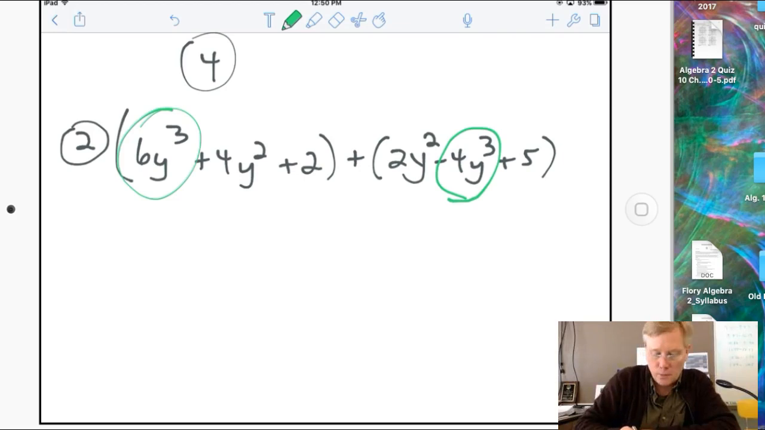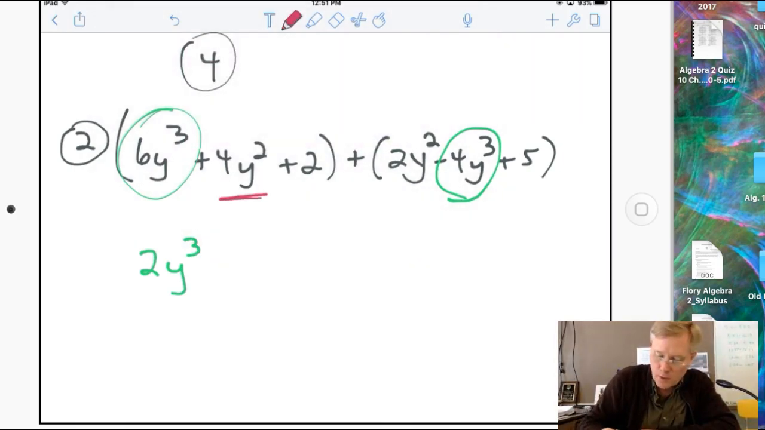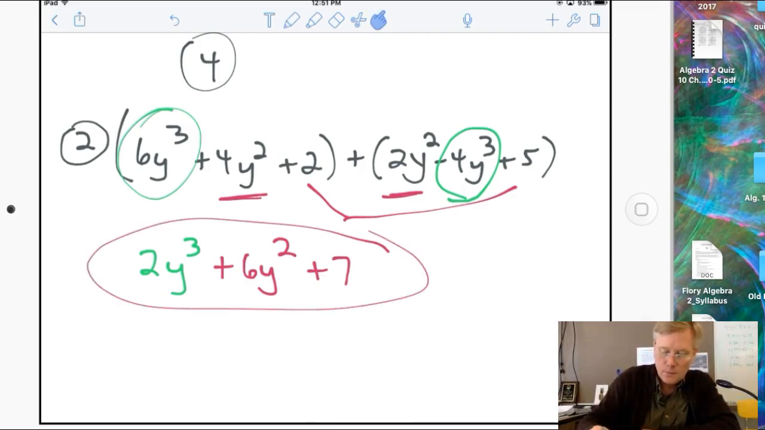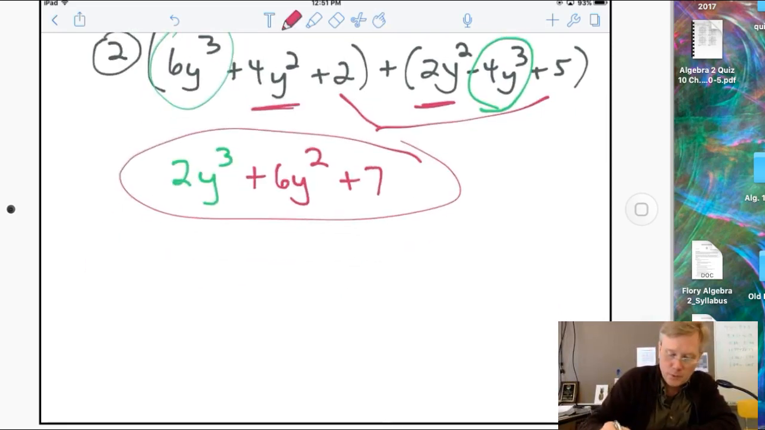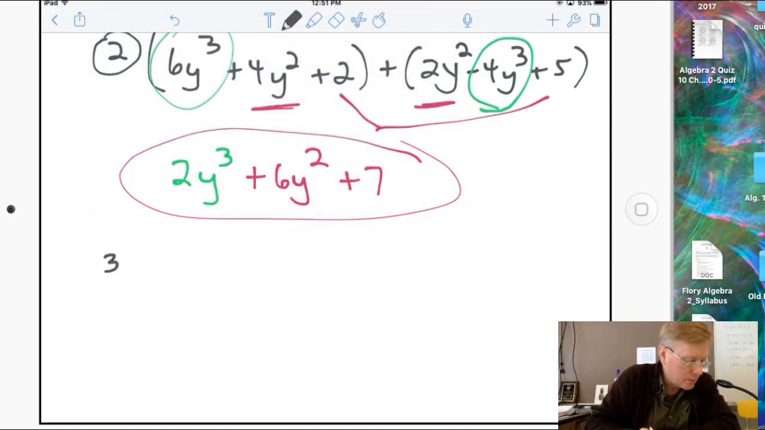6 plus negative 4 is 2, and I keep the exponent the same, all right? The next one, here's my y squareds, and there's those y squareds. Those two I can add together. 2 plus 4 is 6y squared, and then I can also add my regular numbers together. 2 plus 5 is 7. So that's the answer. Notice how I didn't change the exponents when you're adding or subtracting. It's only when you're multiplying or dividing that you change the exponents.